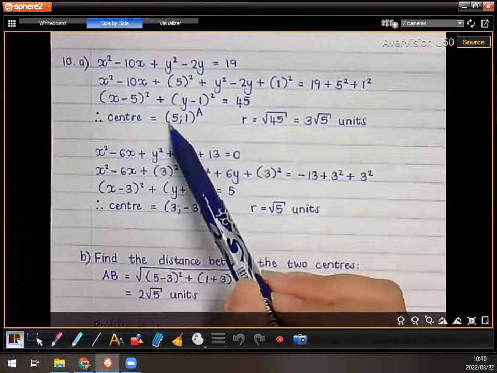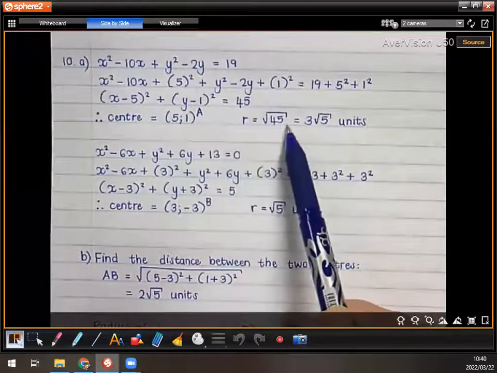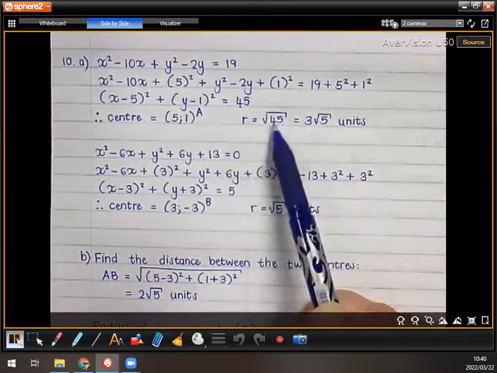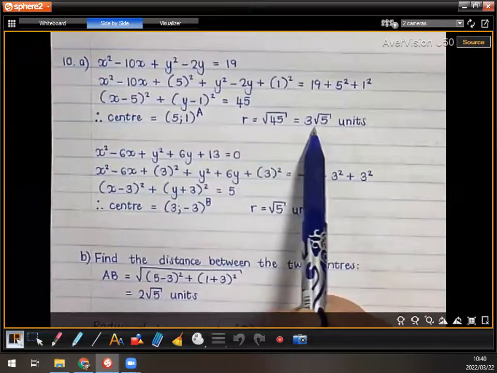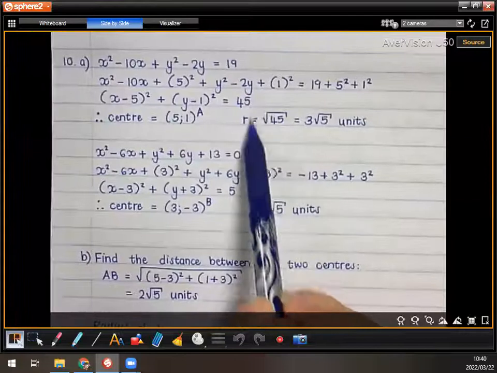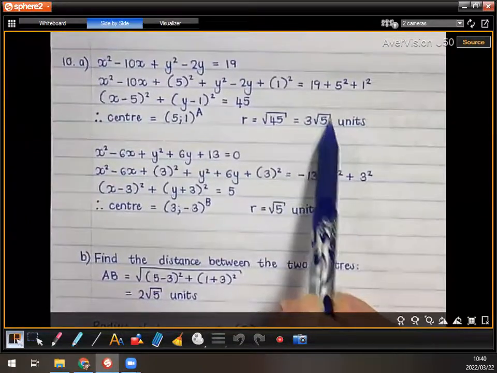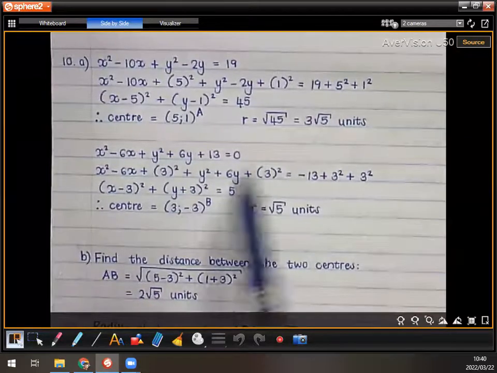So the center here was (5, 1), and the radius was the square root of 45. But remember, if they say you must leave your answers in simplified form, then you have to write a root. Okay, so if you wrote the square root of 45, that's fine. Just make it equal 3 root 5. Okay, you can do that just by typing it into the calculator.